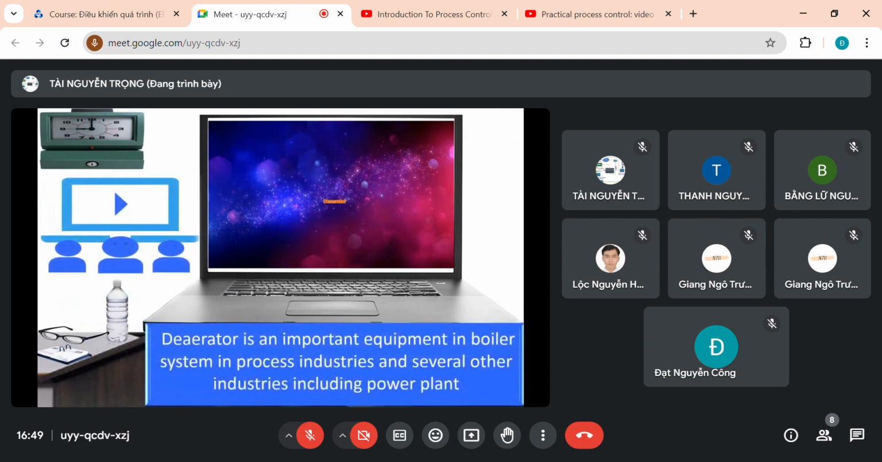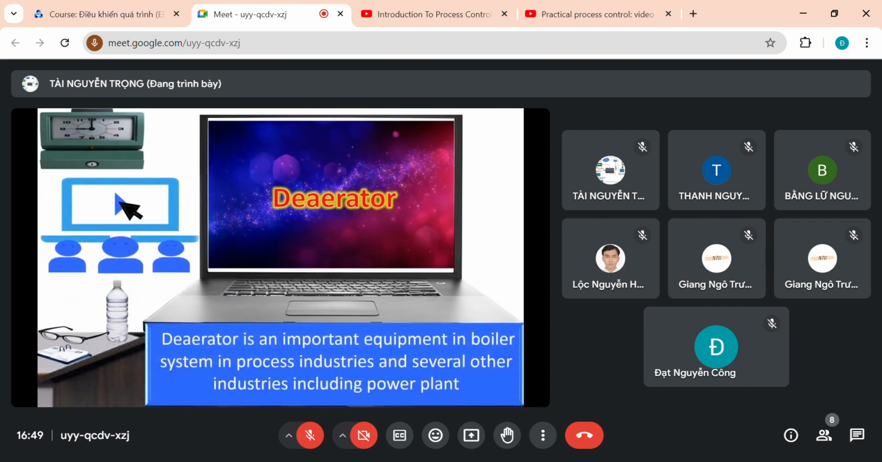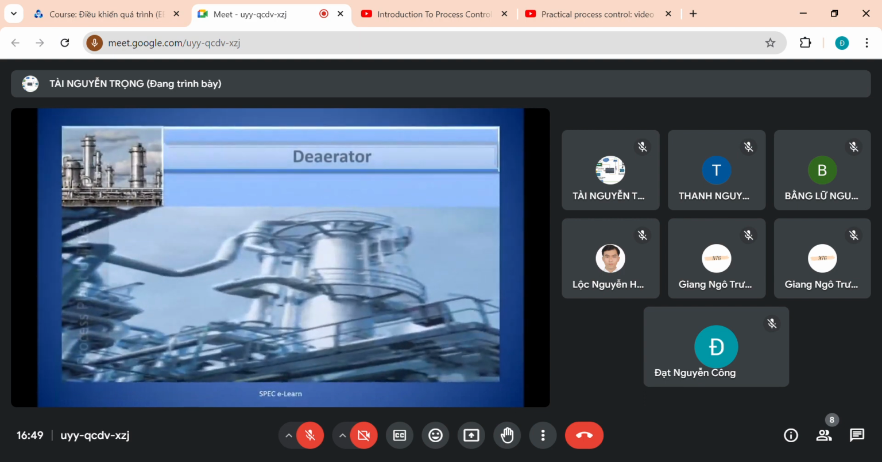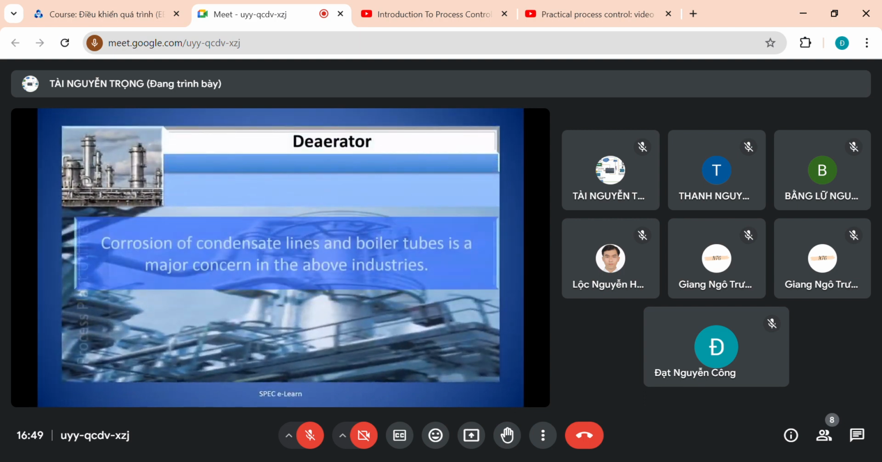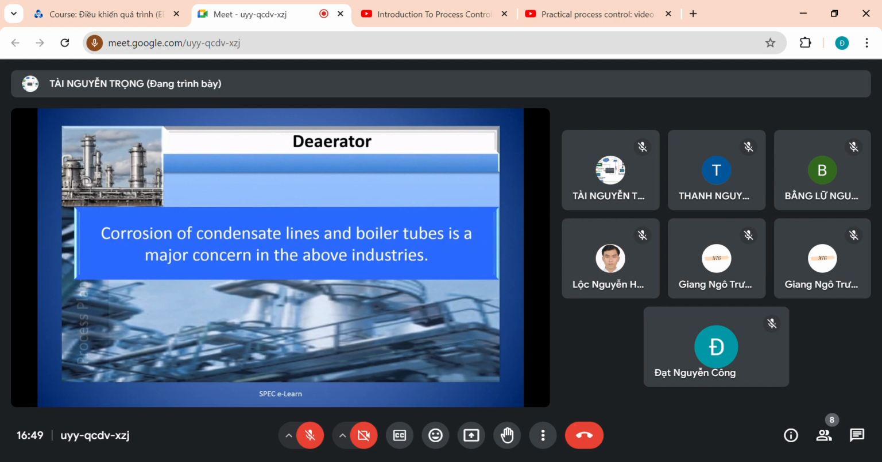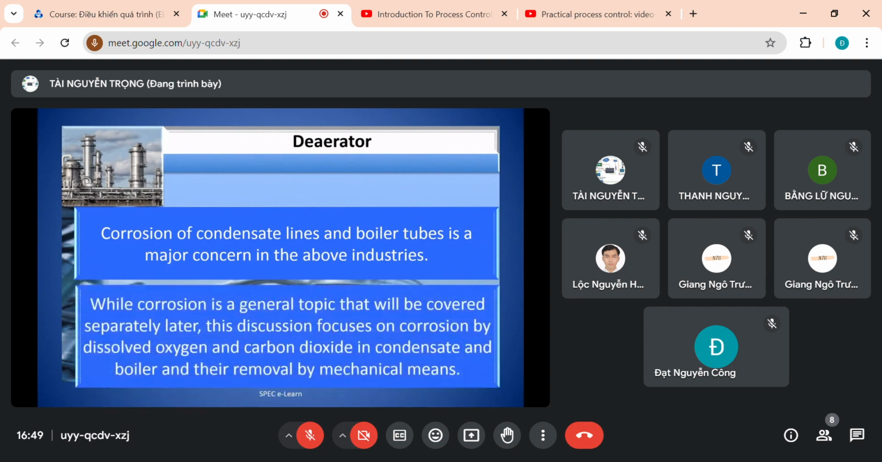Deaerator is an important equipment in the boiler system in process industries and several other industries, including power plants. Corrosion of condensate in boiler tubes is a major concern in the above industries. While corrosion is a general topic that will be covered separately later, this discussion focuses on corrosion by dissolved oxygen and carbon dioxide in condensate and boiler, and the removal by mechanical means.